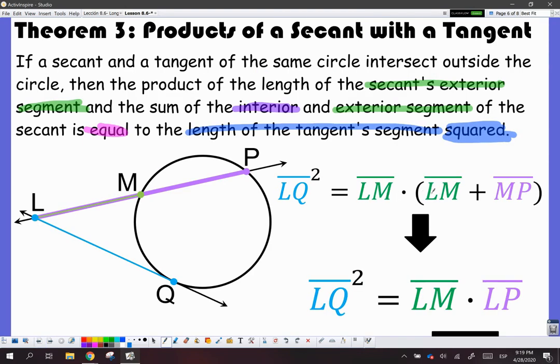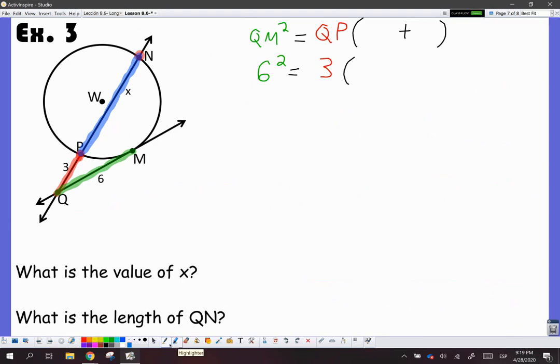So we have LM times LM again plus MP. And MP is the interior part of the secant. So I know I'm going to have QP again, since that's the exterior part. But in the interior, I'm going to have PN. Now the corresponding values for those, QP is 3 and PN is x. So I'm going to put x over here. And so there's our formula, there's our equation.